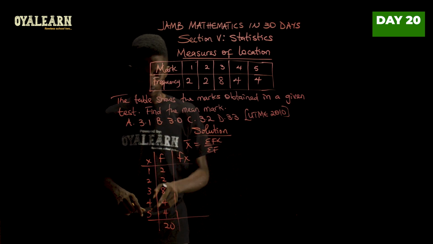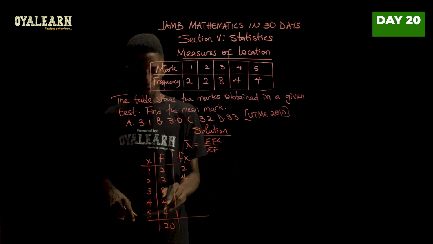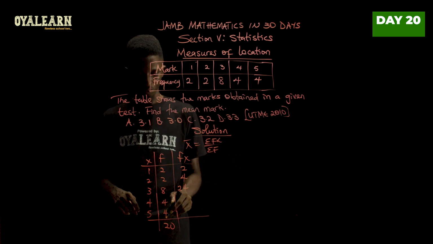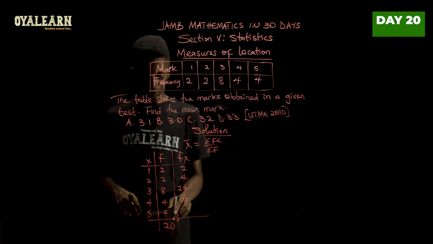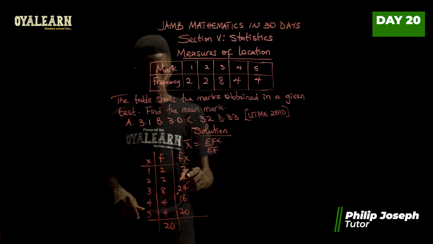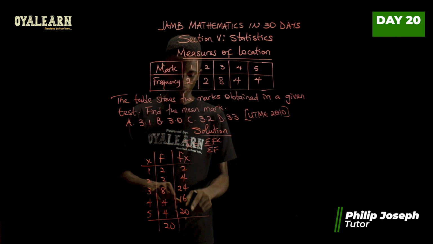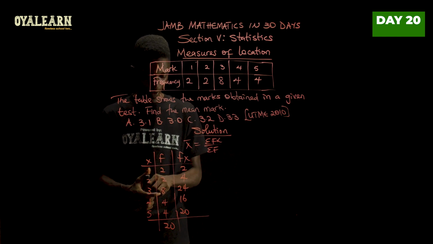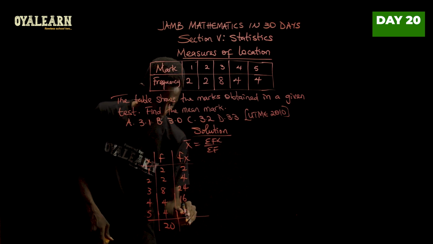Now let's get fx. 1 times 2, that's 2. 2 times 2, that's 4. 3 times 8, that gives us 24. 4 times 4, 16. 5 times 4, that's 20. So let's add this up. 2 plus 4 is 6. 6 plus 24, that's 30. So 30 plus 20 gives us 50. 50 plus 16, and that's 66.